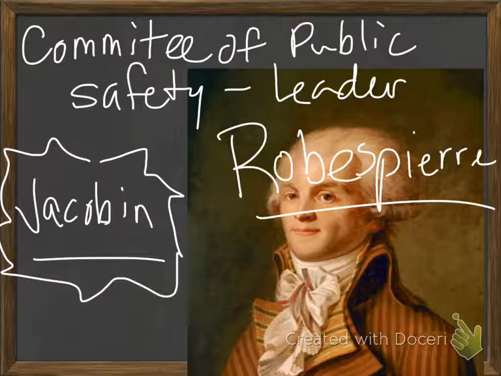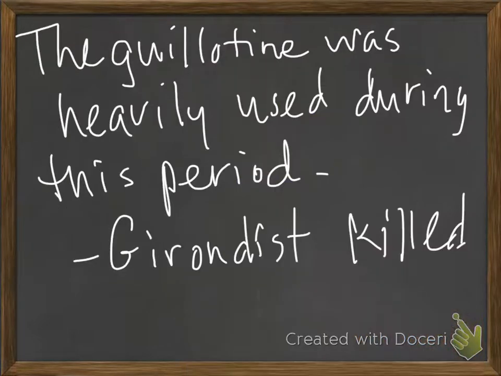But Robespierre is going to actually be beheaded in the end. And you guys are going to hear about this in class because I love seeing kids' faces when I tell you about the death of Robespierre. But he's going to lead the Committee of Public Safety. This is the time period that the guillotine was heavily used. It's a fancy French word for a machine that cuts off your head. It was heavily used during this period, and the Girondists were killed.